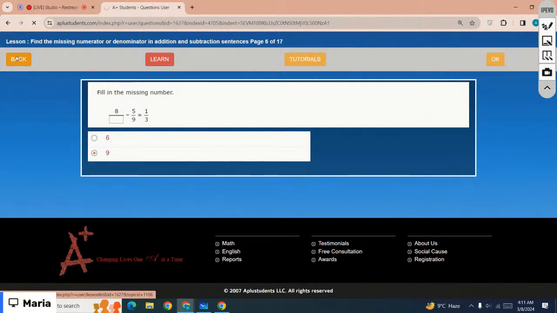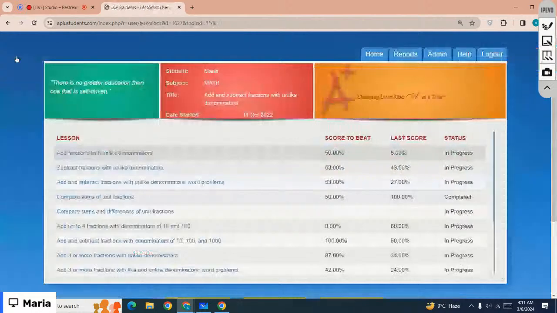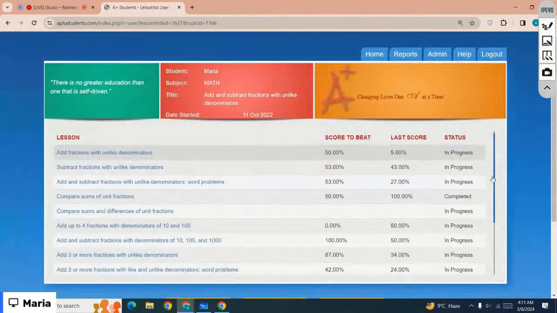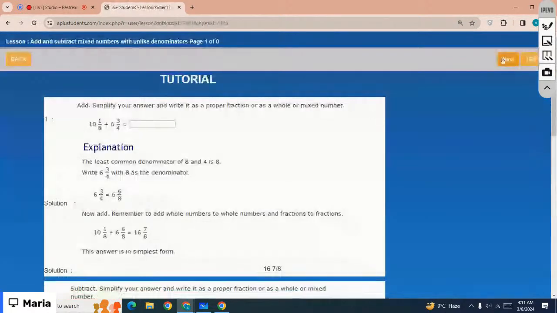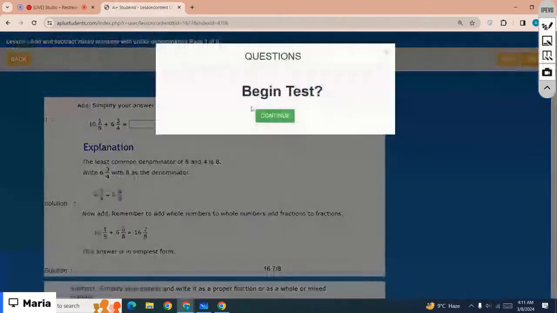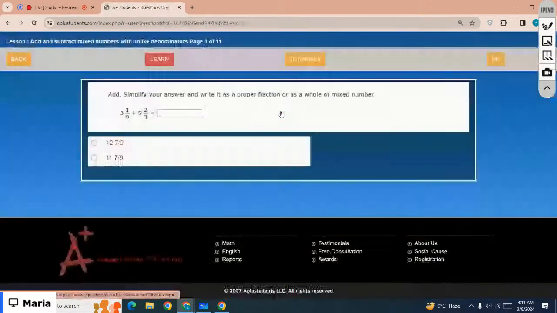And the next lesson is, it is 9, not 6. The next lesson is add and subtract mixed numbers with unlike denominators. So let's start with the test questions. Okay, so you have to add them. 3 whole 1 over 9, they are mixed fractions. You have to add them. 3 whole 1 over 9 plus 9 whole 2 over 3, right?